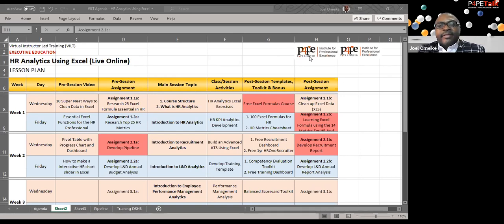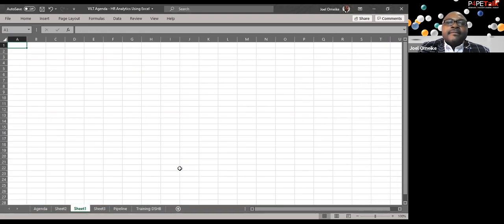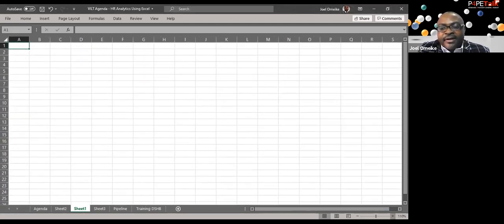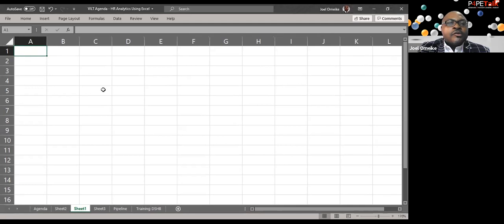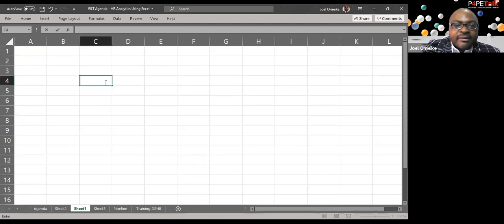Okay, thanks. It says we should explain profit to a full-time employee. So let me see if I can explain that right here in this Excel. I hope you can see the screen. Let me see if I can increase my screen a little bit. So let's assume that this is profit. This is the profit of the organization.